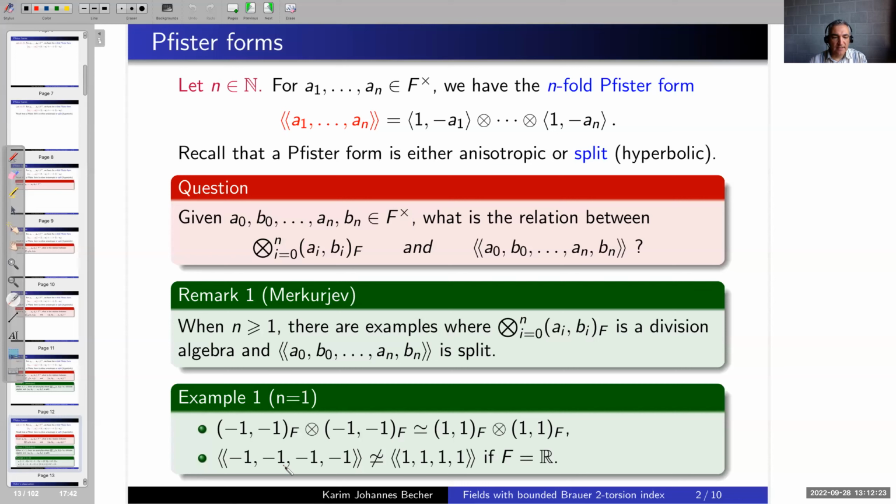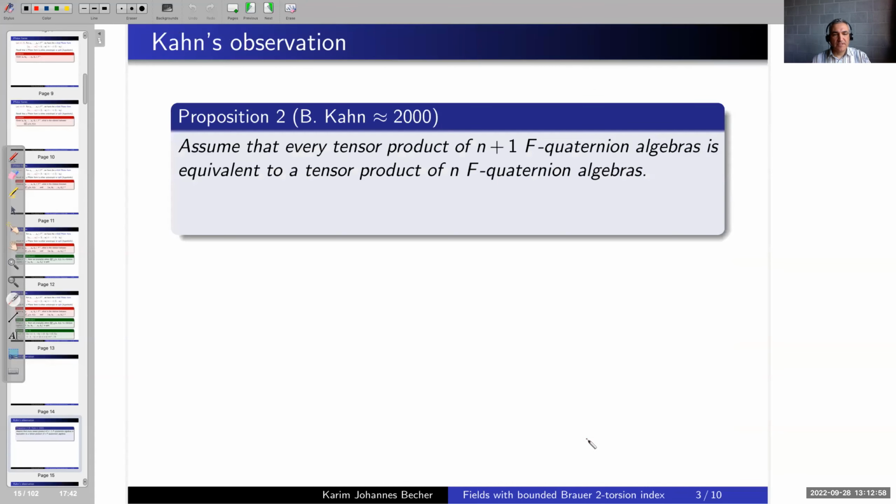In this case, there actually is a relation. This is an observation which I learned from a paper of Bruno Kahn from 2000, I think, on comparison of some field invariants. It's called the article. When -1 is a square in the field, the tensor product of these quaternion algebras somehow knows something about that Pfister form, although it's not the other way around. So let me describe this observation.